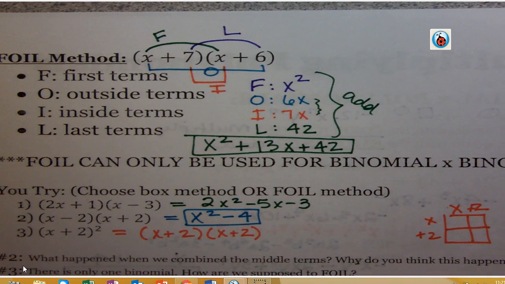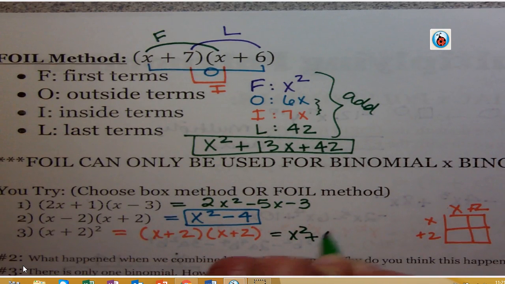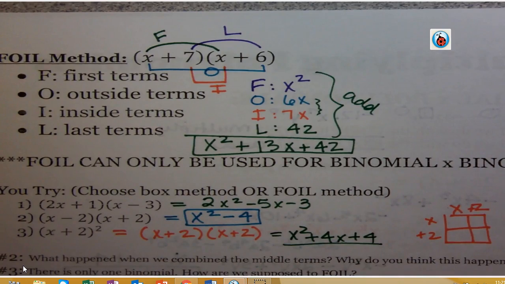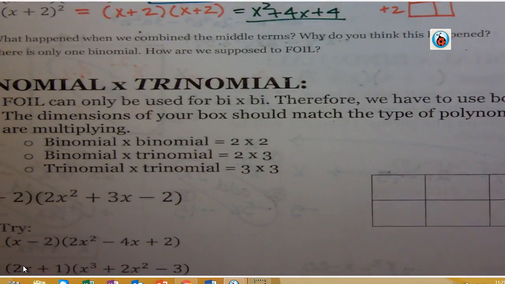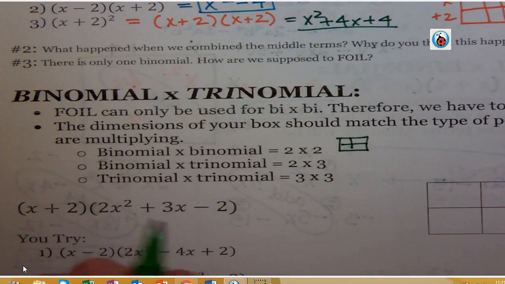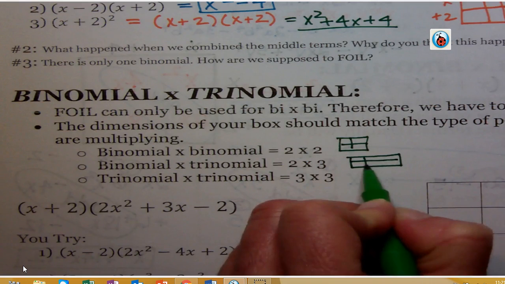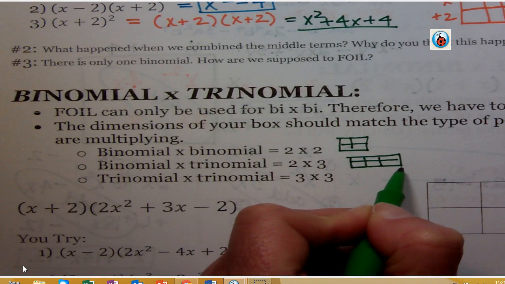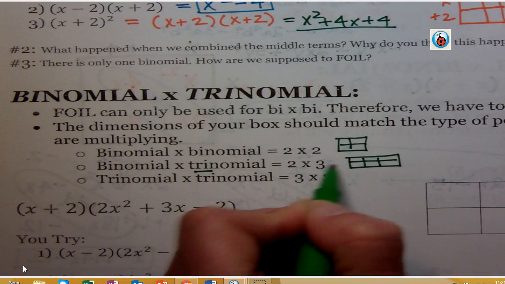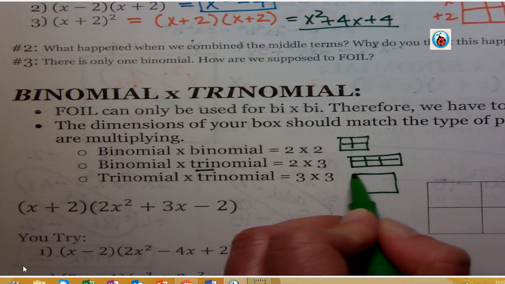Okay, so if you haven't done that already, go ahead and pause this video. And the answer is x squared plus 4x plus 4. Alright, then when you multiply by trinomials, you can have a binomial by binomial. That would look like this for your box. You can have a binomial by trinomial. I have 3, which is the tri, and 2, which is the bi. Or you can have a trinomial by trinomial.